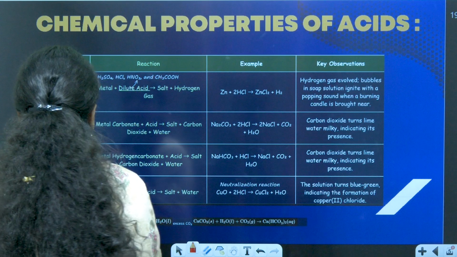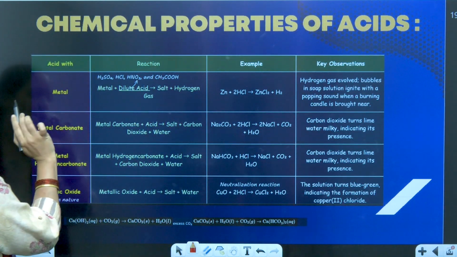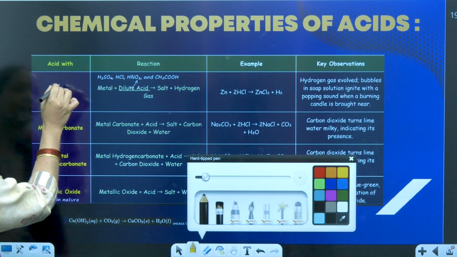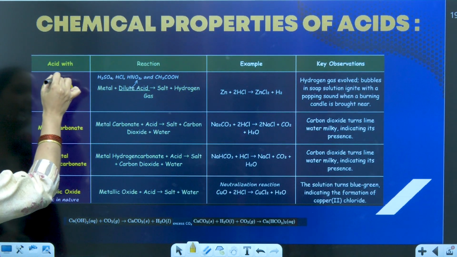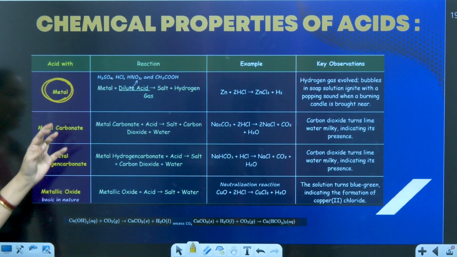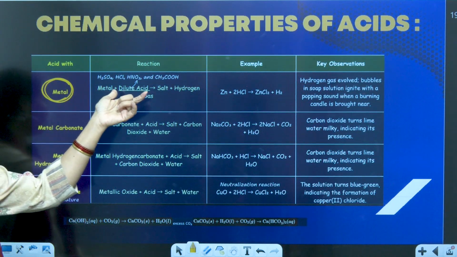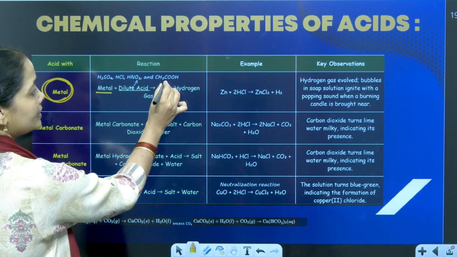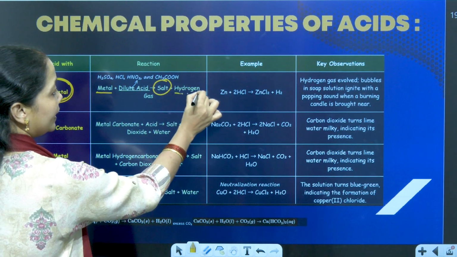What happens when an acid is reacting with the first one, a metal? An acid is reacting with a metal. Okay, I am taking, see, most of the general form is given here. When a metal is added to a dilute acid, it is liberating salt and hydrogen.